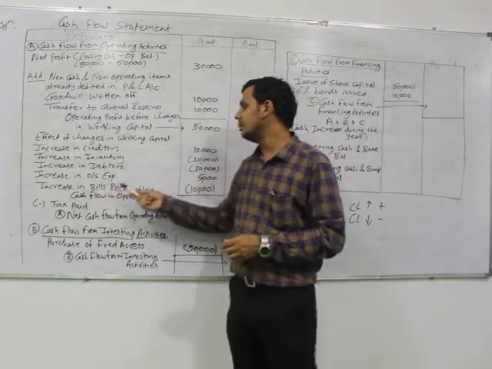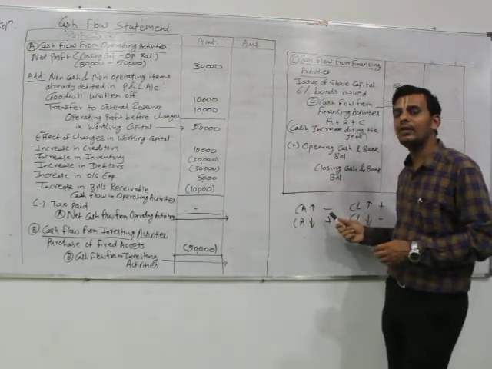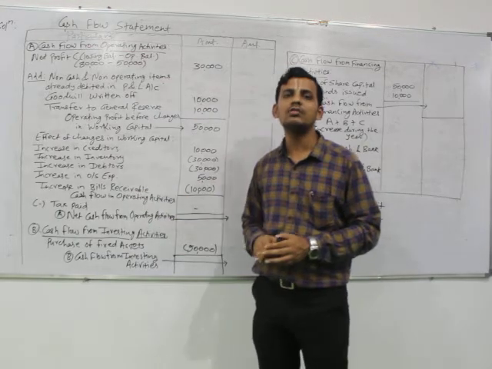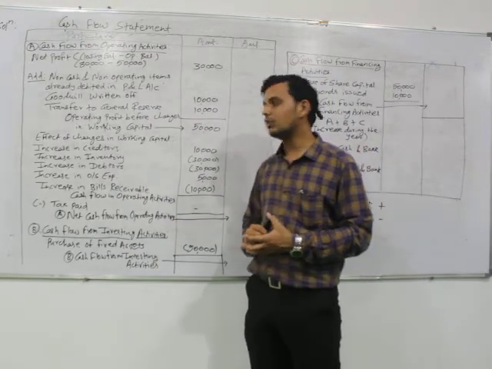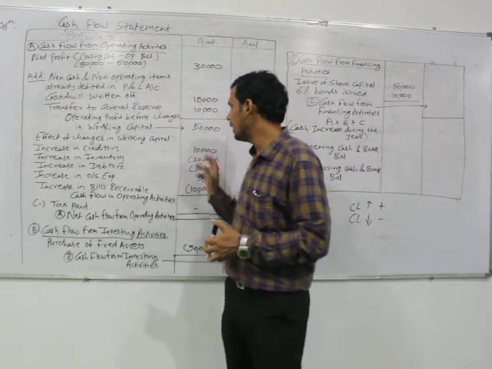Lastly, increase in bills receivable. Bills receivable is a current asset which has increased. That is why we have to deduct it. Hence, all the 3 current assets which are increased have been deducted, whereas the rest 2 current liabilities which are increased have been added.